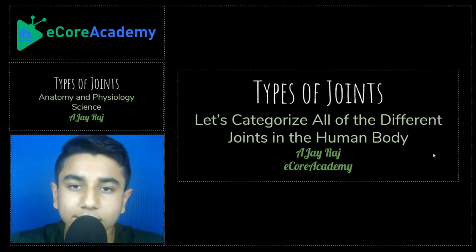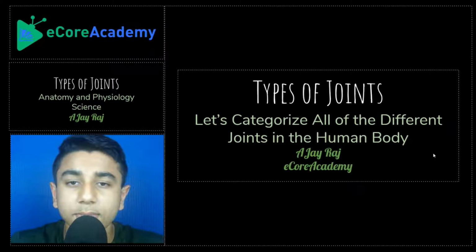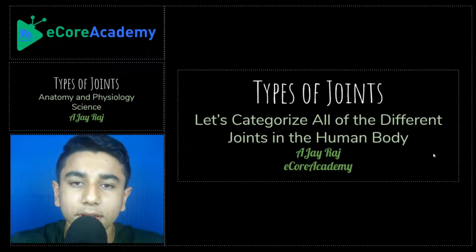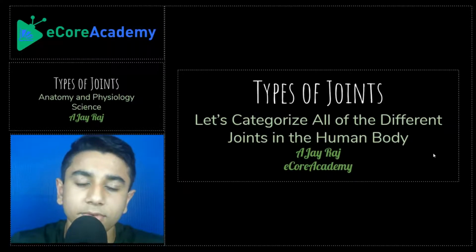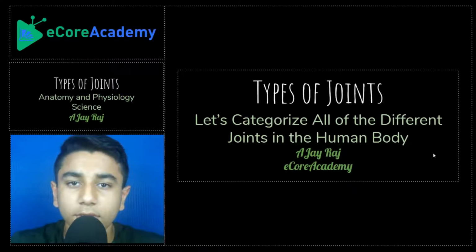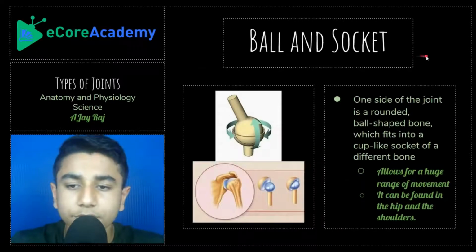So let's get into categorizing all these different types of joints in the body, because this is actually a very important lesson, and it's a relatable lesson, since all of you can obviously relate as being humans with your own organic bodies and your various different joints. So let's get right into it. The very first general type of joint that we have is the ball and socket.